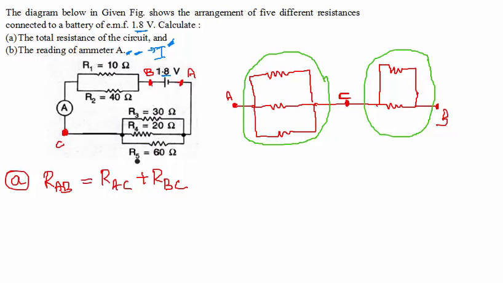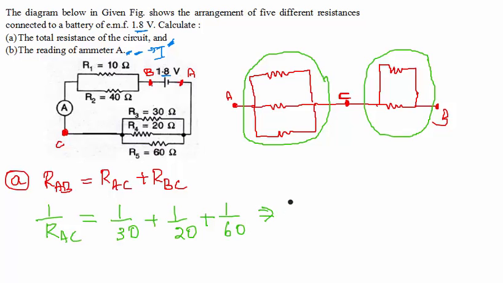First, between A and C, what are the resistors in parallel? R3, R4, R5, and they give values also. How will we find out resultant resistance in parallel connection? 1 by R resultant, which is AC, is equal to 1 by R3, which is 1 by 30, plus 1 by R4, which is 1 by 20, plus 1 by R5, which is 1 by 60. So if you calculate this, you will get RAC is equal to 10 ohms.